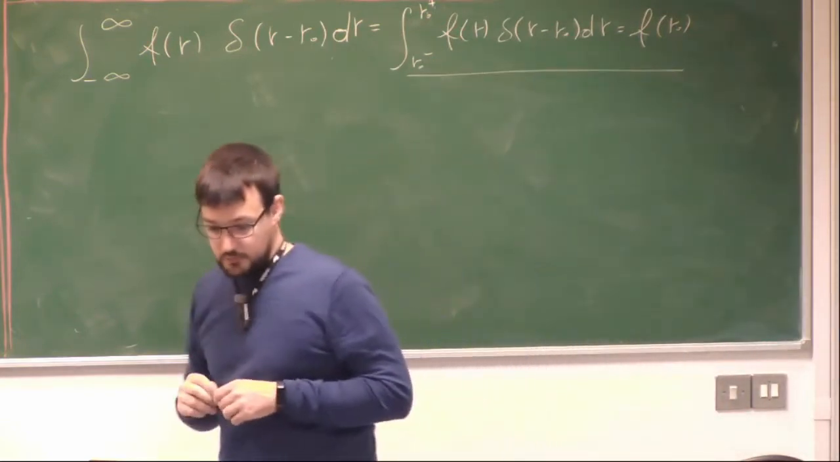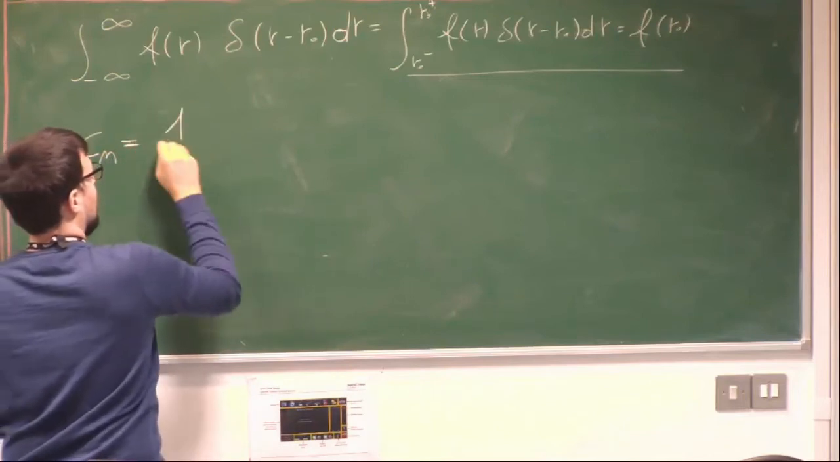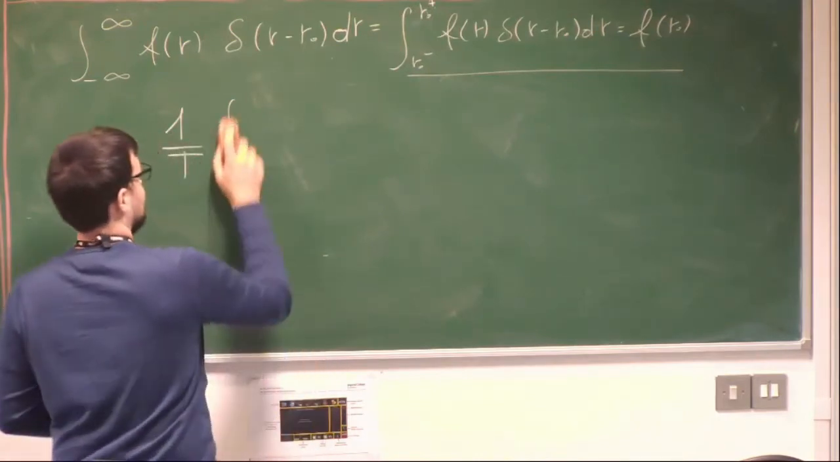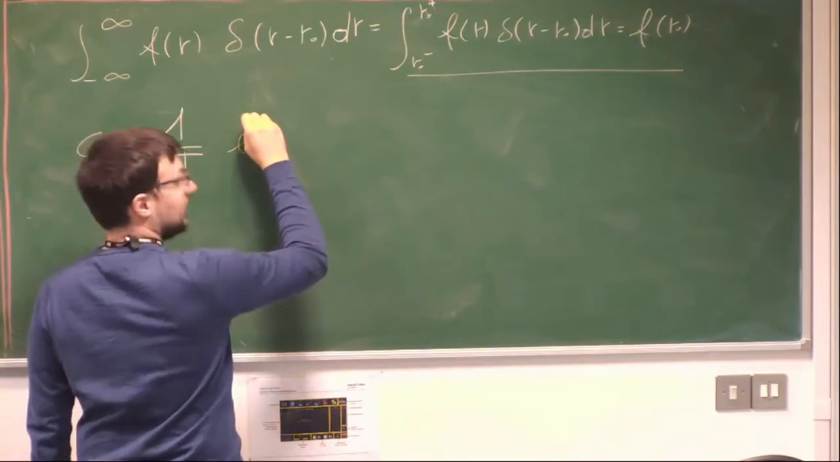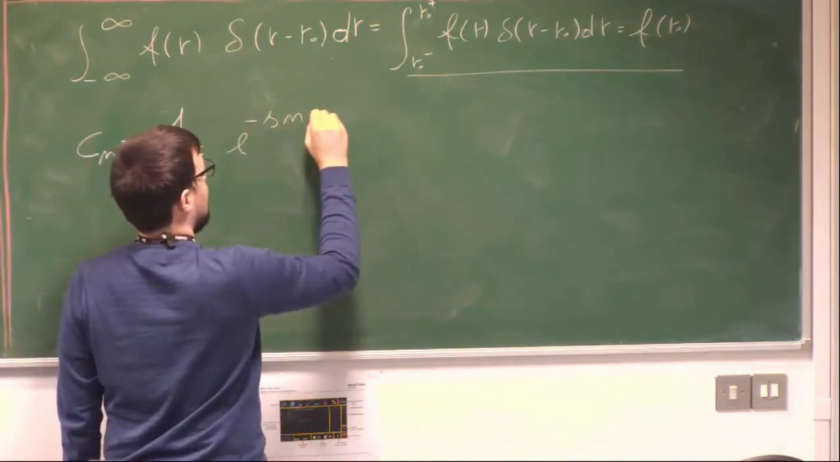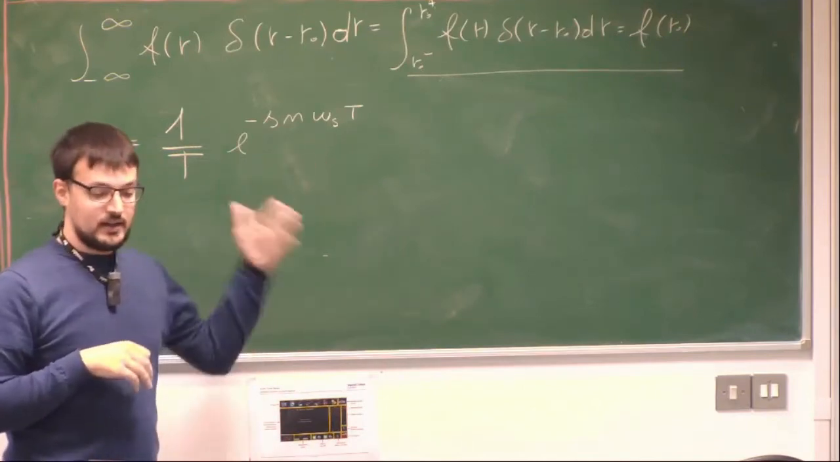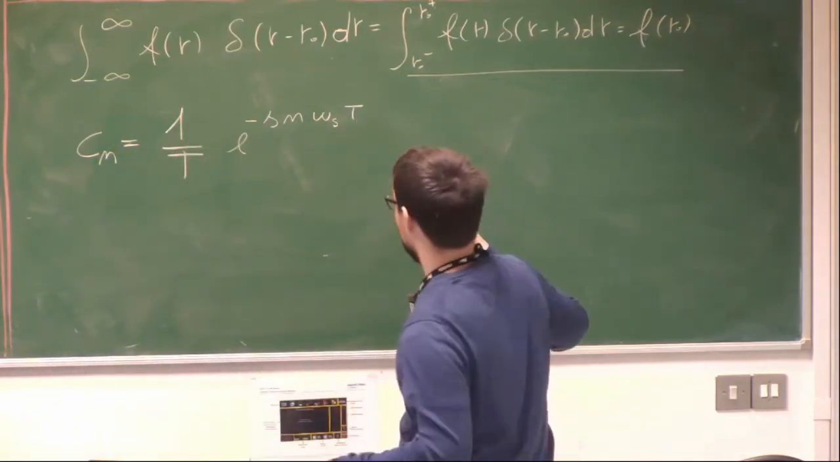So if we look again at our coefficient, we will have Cn equal to 1 over T, the integral computed from 0, so let's write directly the result, the integral computed from 0 to T of this train of impulses. Between 0 and T, there will be only one impulse, okay? So when we compute this integral, this will be equal to just e to the power minus j n omega s capital T, okay? So it will be equal to the function when the impulse happens, and that will happen at capital T.